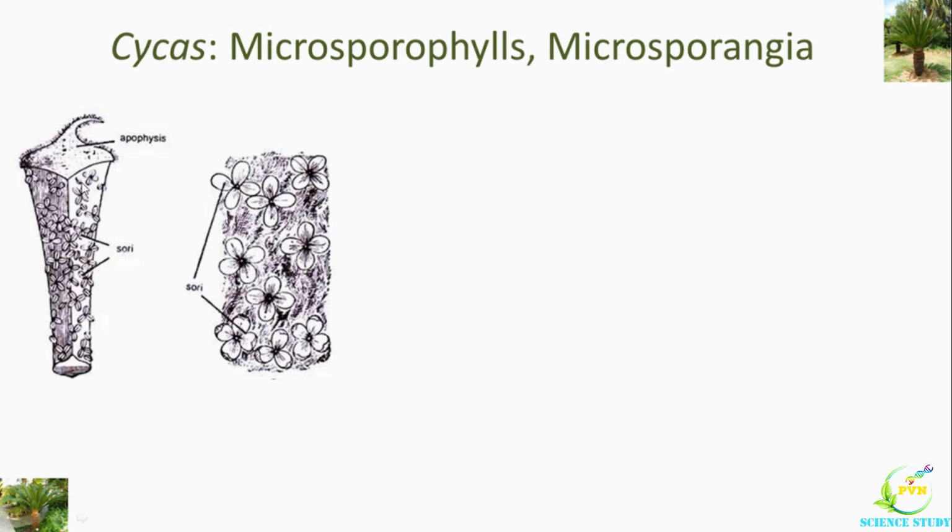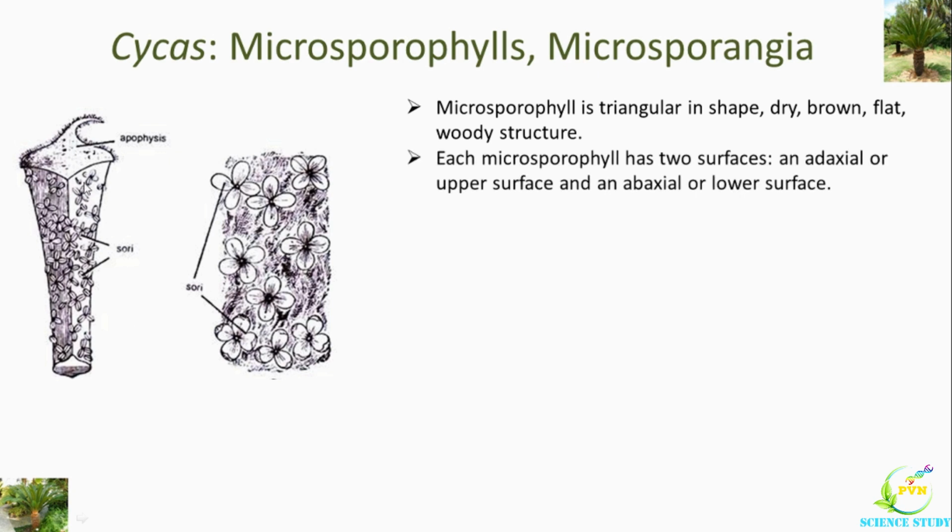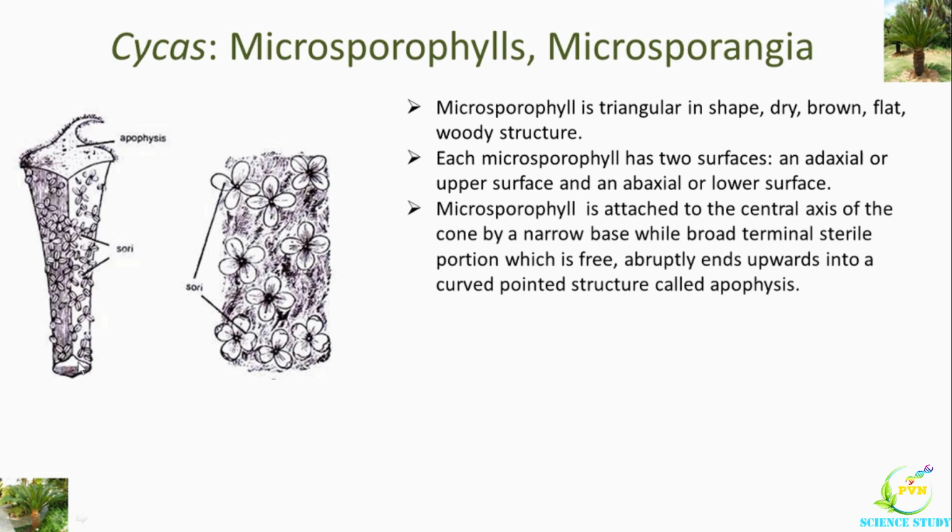So this is the microsporophyll on which the microsporangia are attached. The microsporophyll is triangular in shape. It is dry, brown in color, flat, as well as a woody structure. Each microsporophyll has two surfaces. One is known as the adaxial, which is the upper surface, and the other is the abaxial, also known as the lower surface.